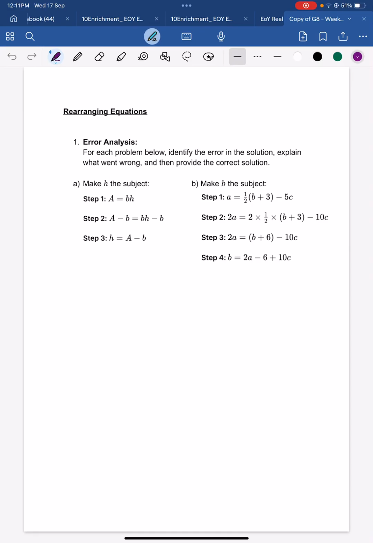Okay, so here's the rearranging equations. So rearranging, that's the important piece here. And we're asked to find any errors. So actually, rather than looking at each step, I'm going to try and rearrange myself.